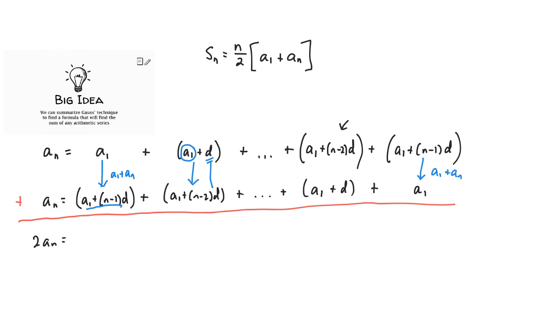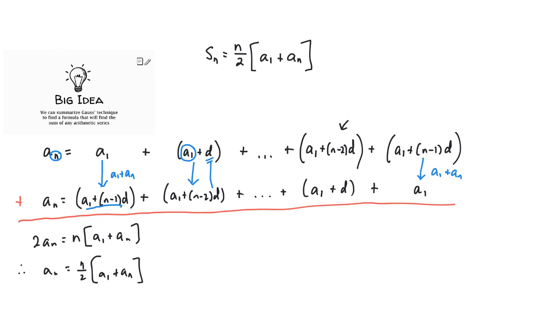And thus, every single pair will add to a sub 1 plus a sub n. And there are exactly n pairs because there are exactly n terms in the series. And so I'd have n pairs of the sum a sub 1 plus a sub n. Dividing through by 2, I could say, therefore, S sub n is equal to n over 2 times a sub 1 plus a sub n. This derivation helps me understand how Gauss thought about the problem.